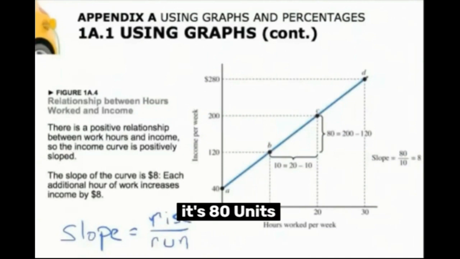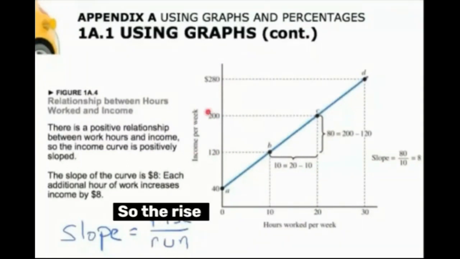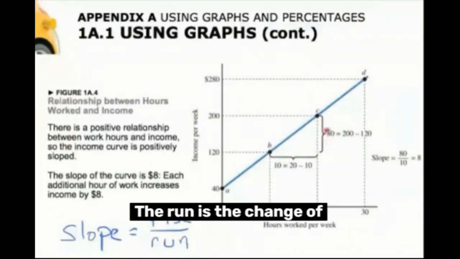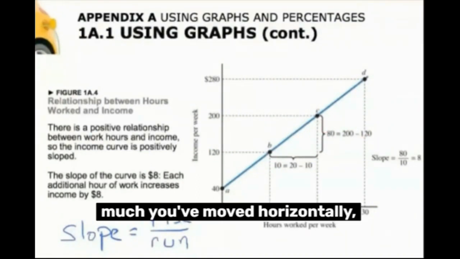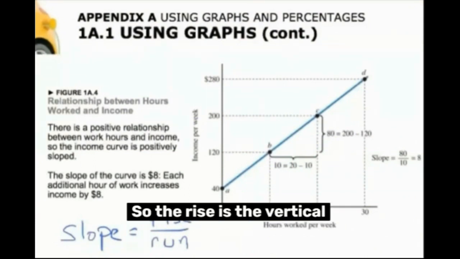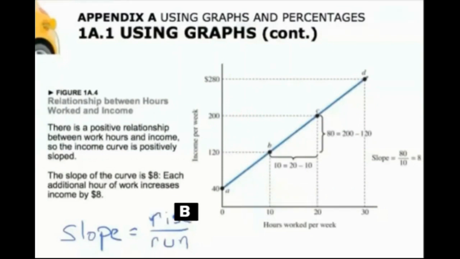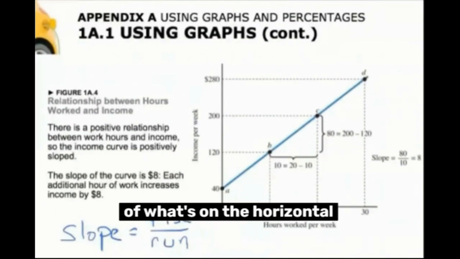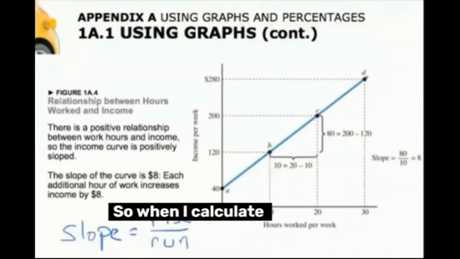Well, we can look at that. It's 80 units of whatever's on the vertical axis. It's 200 minus 120. So the rise is going to be equal to 80. The run is the change of the horizontal axis, or how much you've moved horizontally. Right? So the rise is the vertical change. The run is the horizontal change. So when I move from point B to point C, I go from 10 to 20. So the run is the change, or 20 minus 10, or 10 units of what's on the horizontal axis.